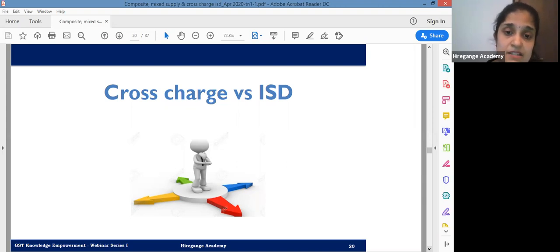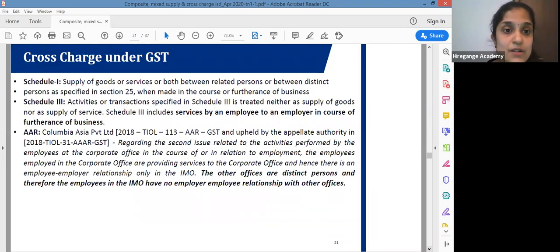Versus ISD, again, there is a lot of controversy and a lot of confusion on this concept as well. So now I go into the next part of our deliberations, which is about the cross charge versus ISD. If you look at cross charge under GST, I would say that when there is a supply of goods or supply of services or both, not just between related persons, which could include even group companies and associated enterprises, but also between distinct persons as specified in section 25, then if made in the course or furtherance of business, even if it is done without a consideration, it is deemed to be a supply under Schedule 1.